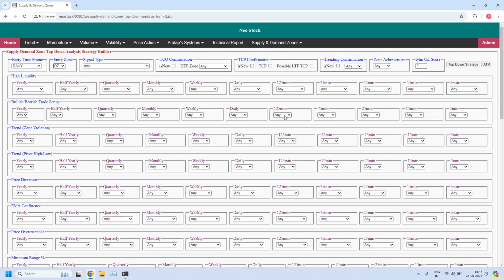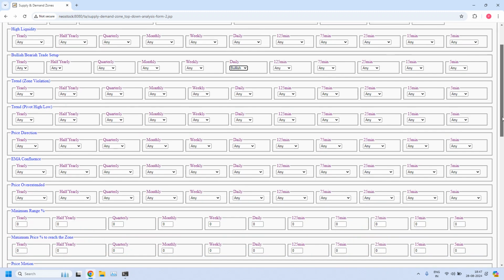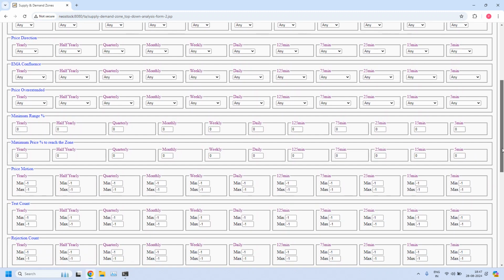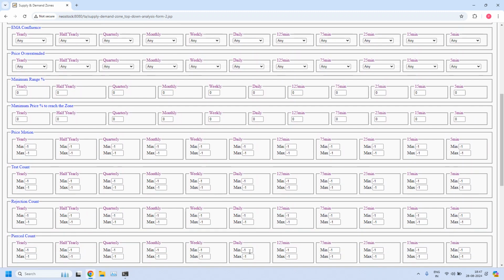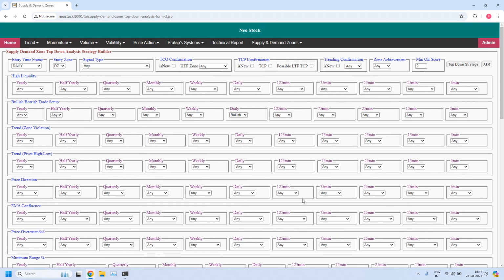And in bullish or bearish trade setup at daily, I am selecting bullish. The bullish daily demand zone should not be pierced. So in the pierced count column in daily time frame, I am entering the value 0, minimum value 0, maximum value 0. That indicates zone is not pierced. And zone achievement is violated opposing zone, and the minimum odd enhancer score should be 12. All the three filters are applied to daily demand zone.